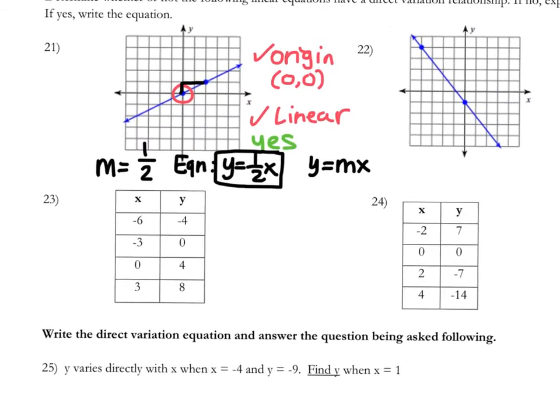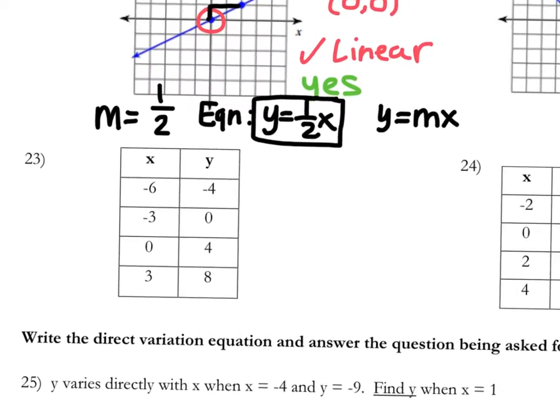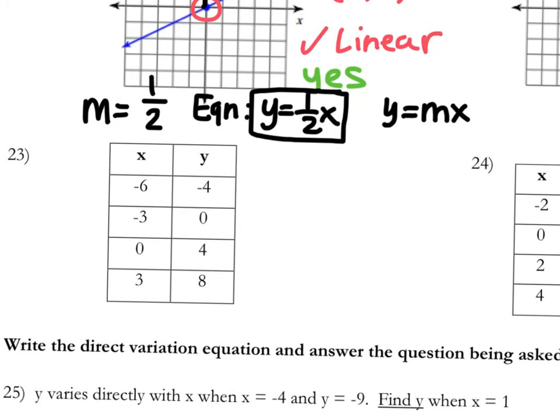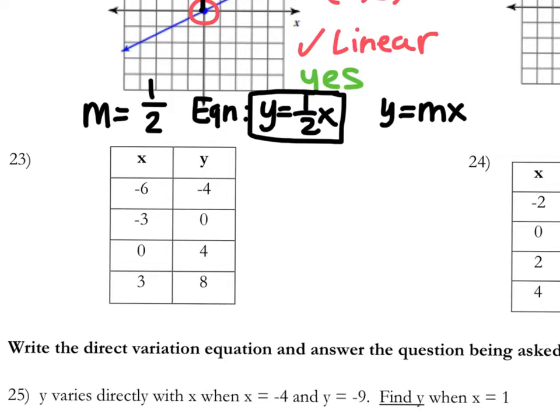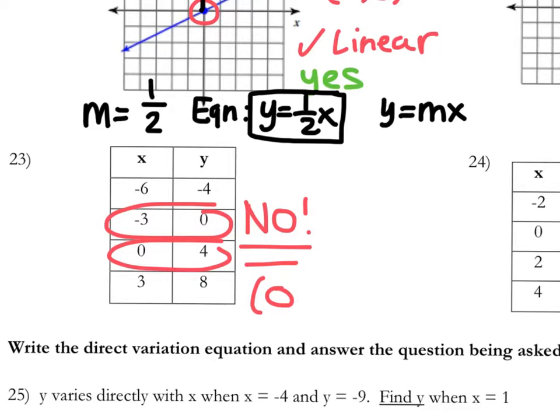Okay. If you look at number 23, we have to ask ourselves, is this direct variation? The answer to this one is going to be no. Right away I can see that it doesn't pass through the point (0, 0). Since we have (-3, 0) and (0, 4), it doesn't go through (0, 0). So it's not direct variation. We can stop there.